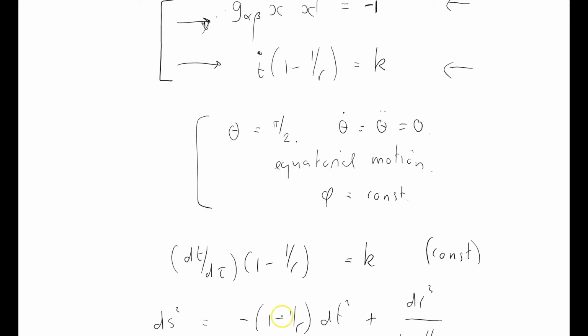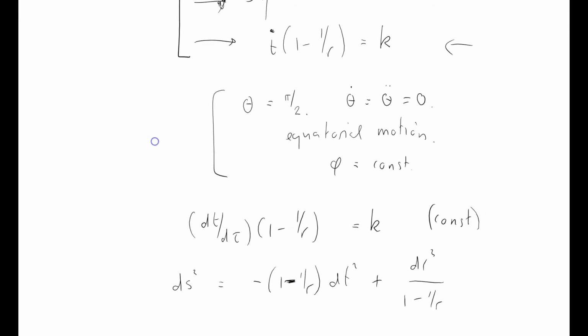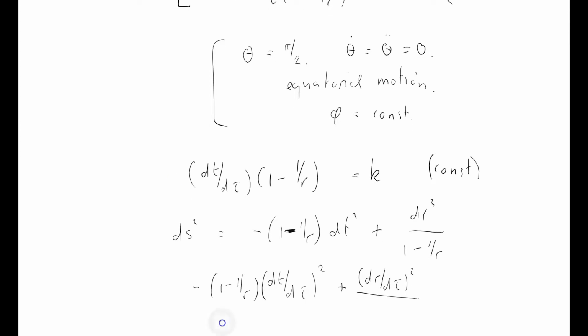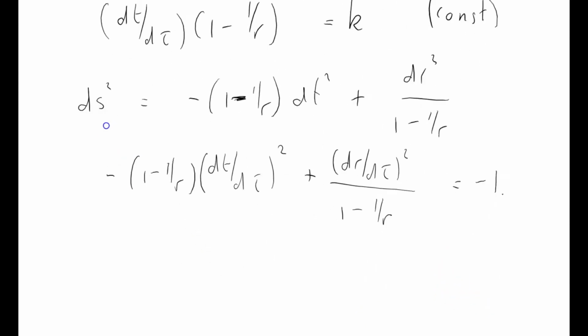So what does this equation give us? We know what the fundamental tensor is here. We've got two non-zero terms on the diagonal, one here and one here. So what does that tell us? That tells us that minus 1 minus 1 over r times the first element, dt by d tau squared, because it's x dot alpha x dot beta, and alpha equals beta equals 0, plus dr by d tau squared over 1 minus 1 over r equals minus 1, and that's our other equation there.